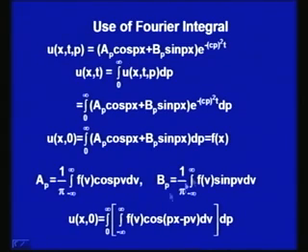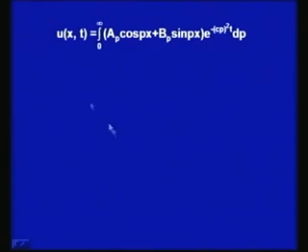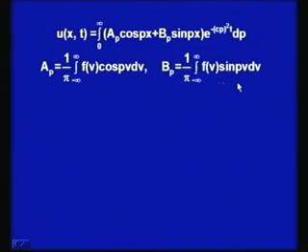Substituting, I would get cos(pv) cos(px) and sin(pv) sin(px), which we could combine and write as integral from 0 to infinity, integral from minus infinity to plus infinity f(v) cos(px minus pv) dv dp. So, this is what we get for u(x,t). Substituting A_p and B_p, this is the solution of our heat equation, our initial value problem, with A_p and B_p defined as above.